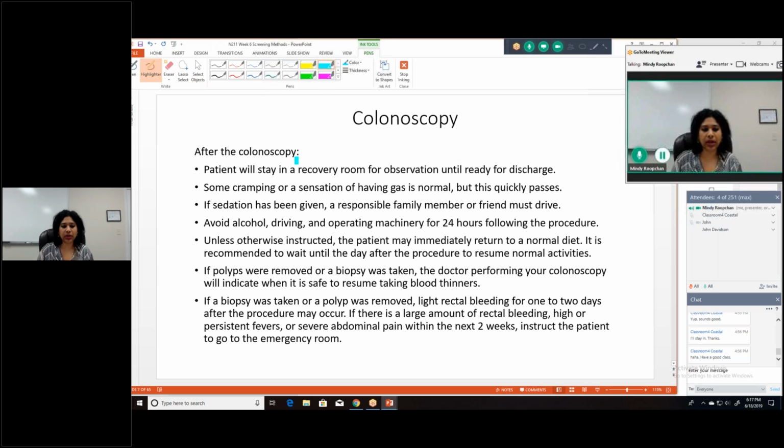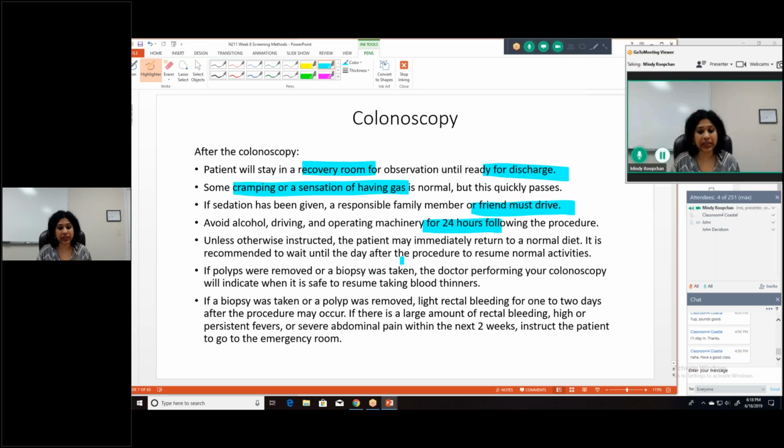So after the colonoscopy, they're going to be in recovery until we discharge them. They might have some cramping or even gas, but that's normal and it will pass. If sedation is given, they have to have someone drive them. They can't drive. No alcohol or driving or operating any machinery for 24 hours.